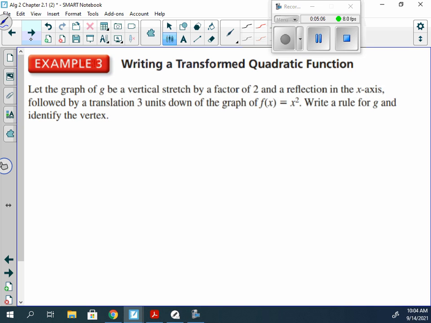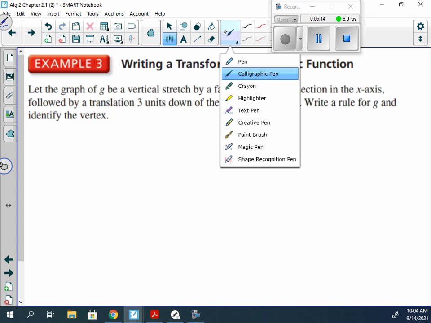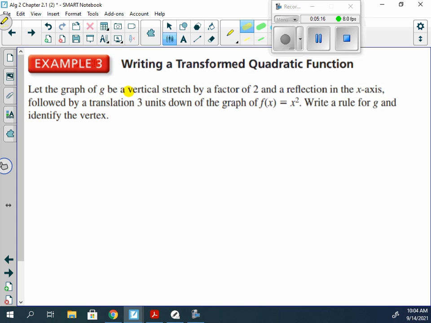Now let's actually apply the transformations, and I'll point this vertex out. So when we look at this here, let the graph g be a vertical stretch by a factor of 2. That's what we're going to do first. Vertical stretch by a factor of 2.